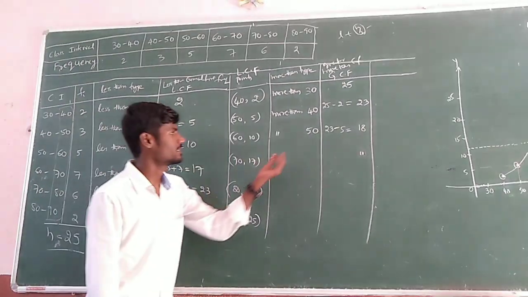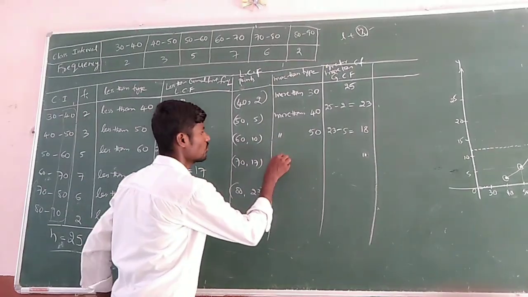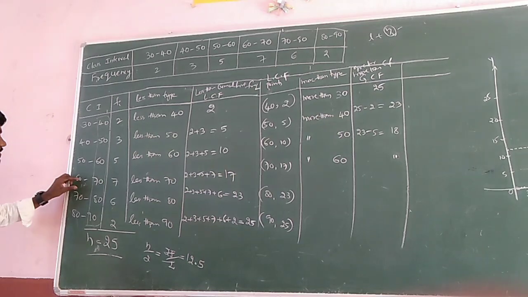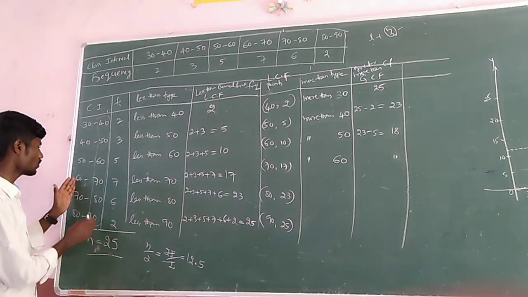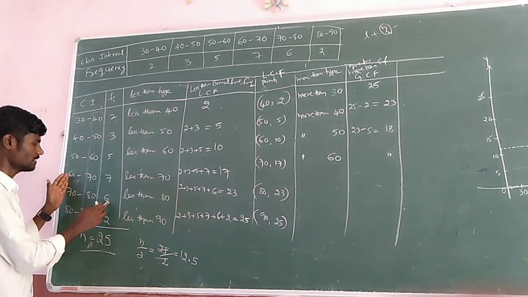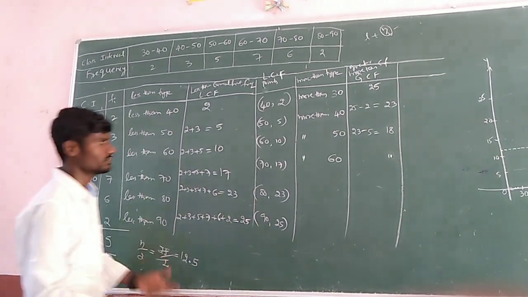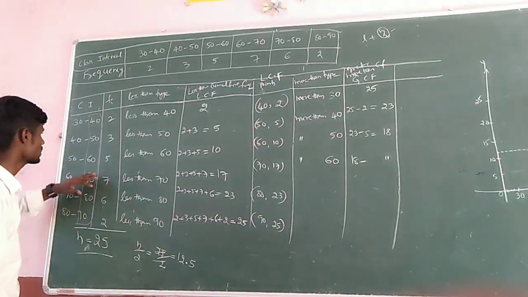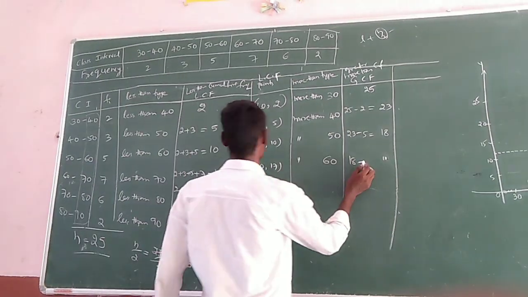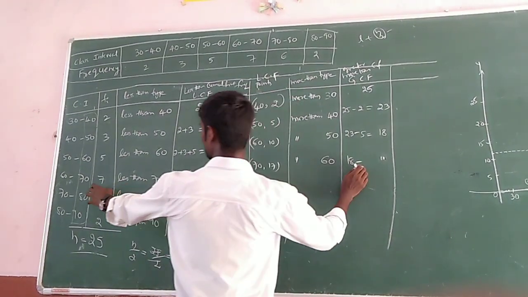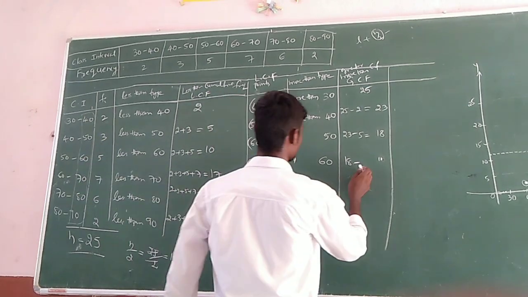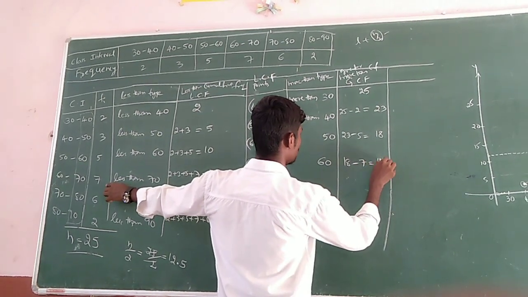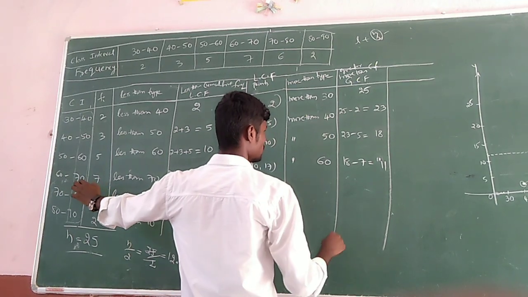See students here, 23 minus 5. Next, the more than value is 60. So more than 60, whatever we have to get, only those. More than 60 means only these many: 7 plus 6, 13, 13 plus 2, 15, like that. So from that we take 18 and subtract them. 18 minus more than 60, 2 plus 3 plus 5. So what you have to do is 18 minus 7. You will get 11. Okay? Next.